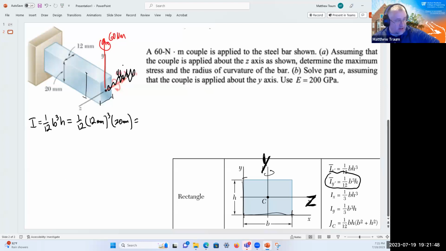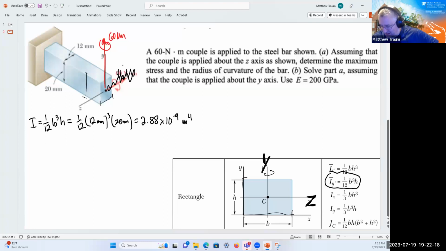Now, as a sanity check, I expect a different value, right? So remember before when I did this, I got 8 times 10 to the minus 9. This time when I crank through the numbers, I get 2.88 times 10 to the minus 9 meters to the fourth power. Nothing's changed. The geometry is the same. All I'm doing is just rotating this guy around a different axis, but because it's thicker on one side and thinner on the other side, this I value is different. So the fact that I get a different value tells me that I'm going in the right direction.